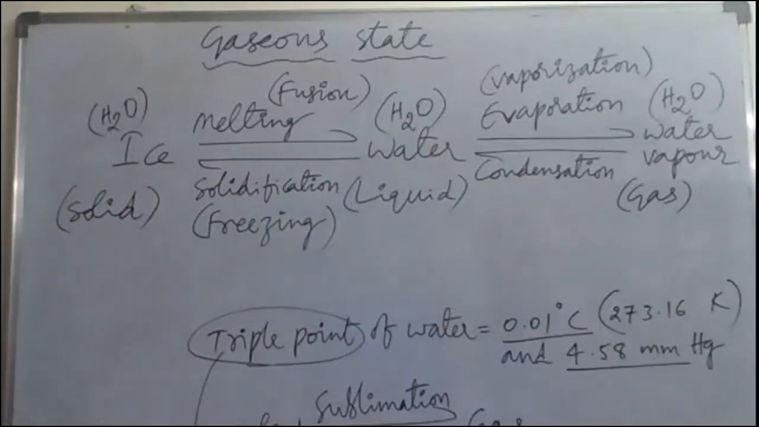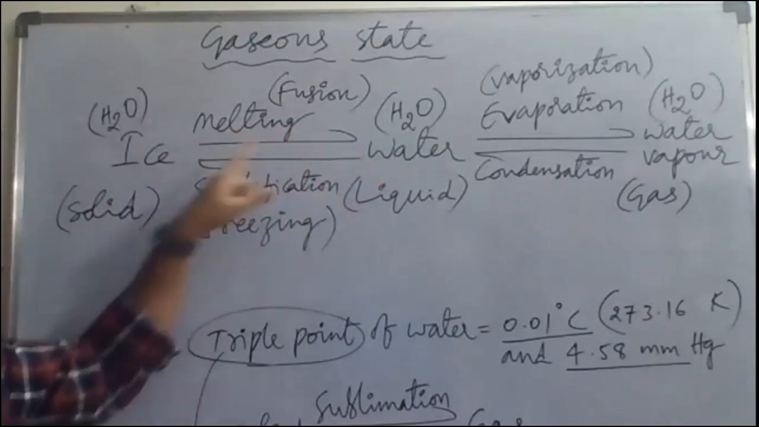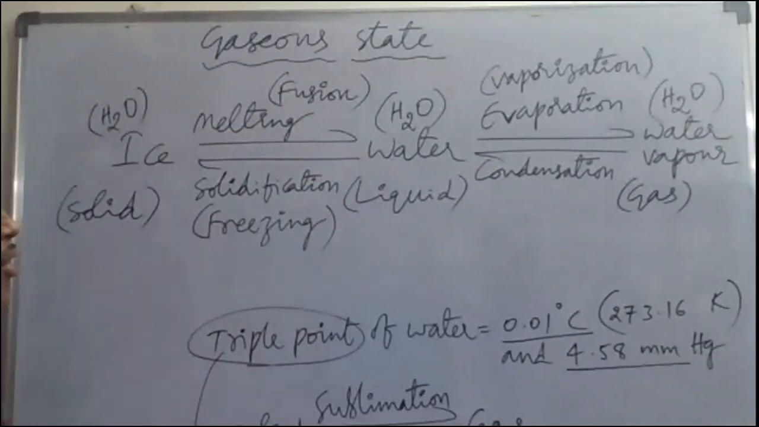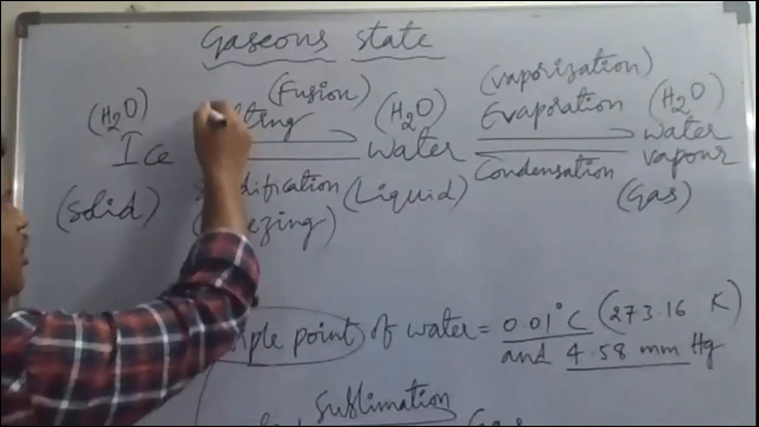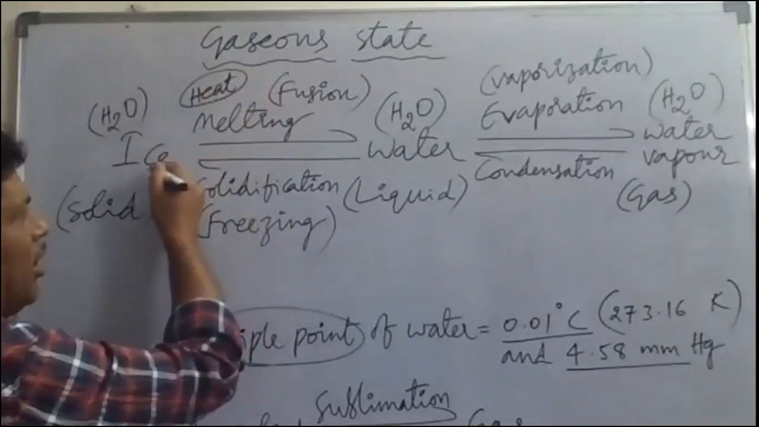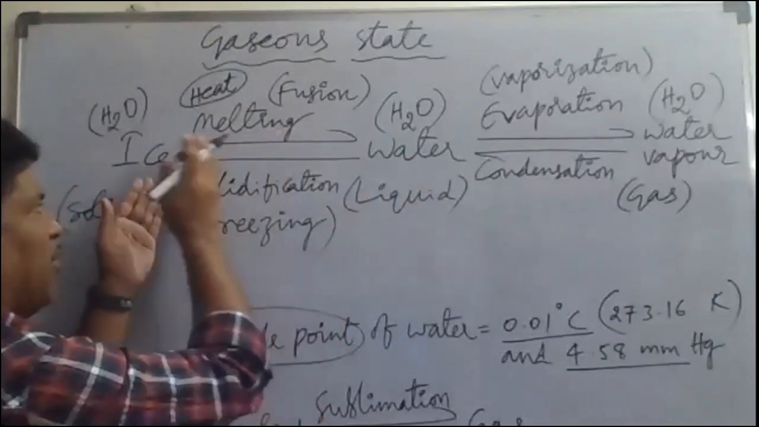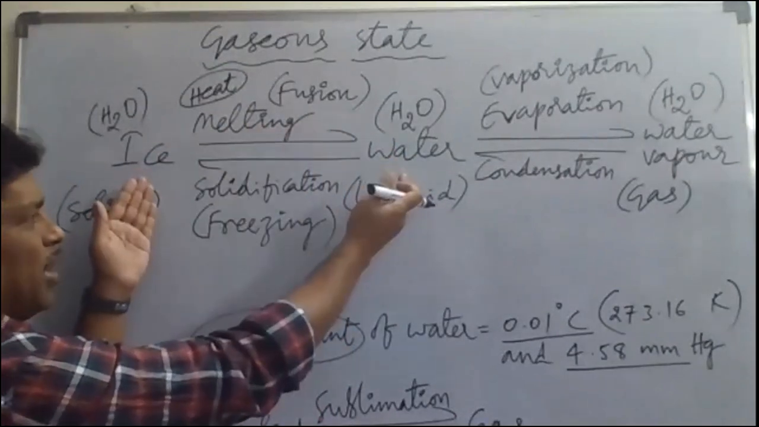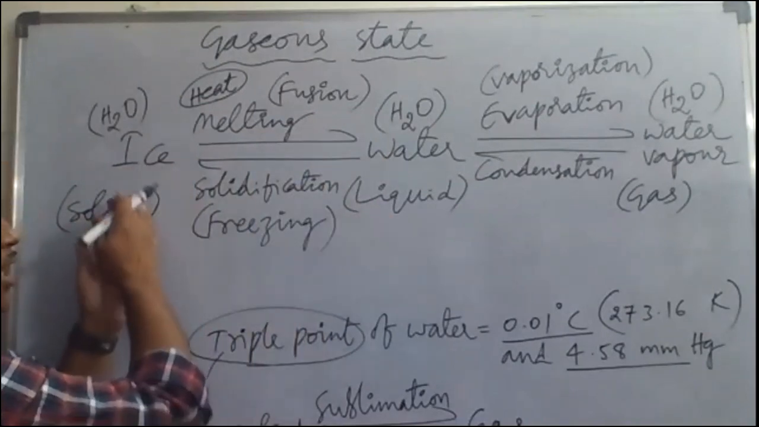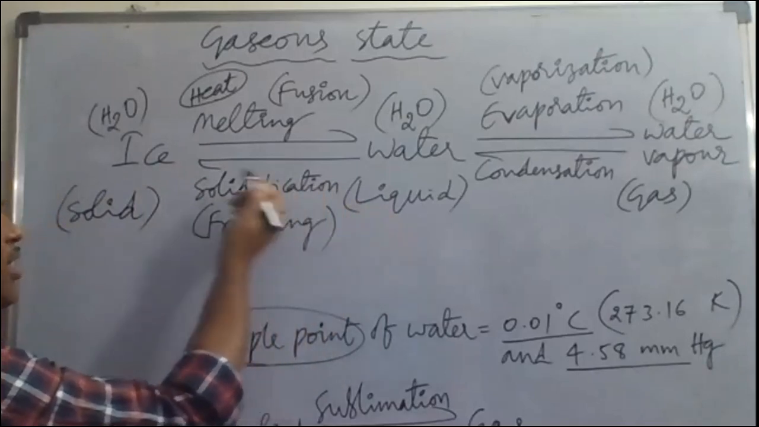Now if you heat the ice, the ice will melt into water. Ice will be fused into the liquid state, that is water. On heating, ice changes into water. And the water can be converted back into ice. The liquid water can be converted to solid ice. This process is solidification: the liquid is changing into solid.